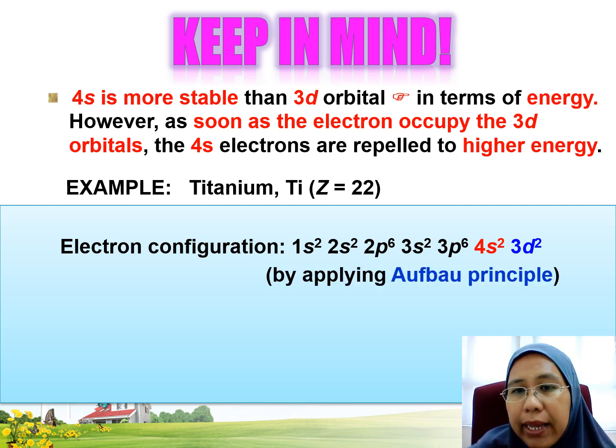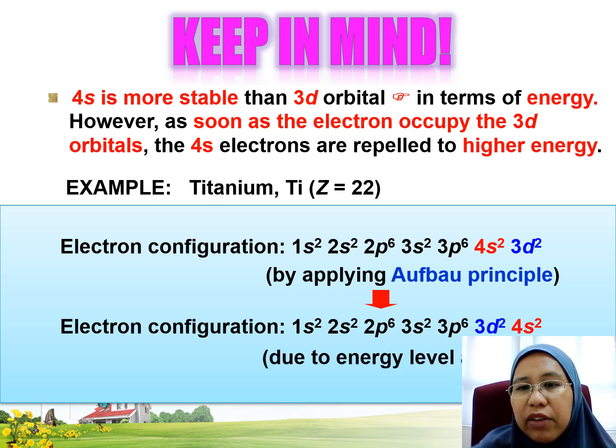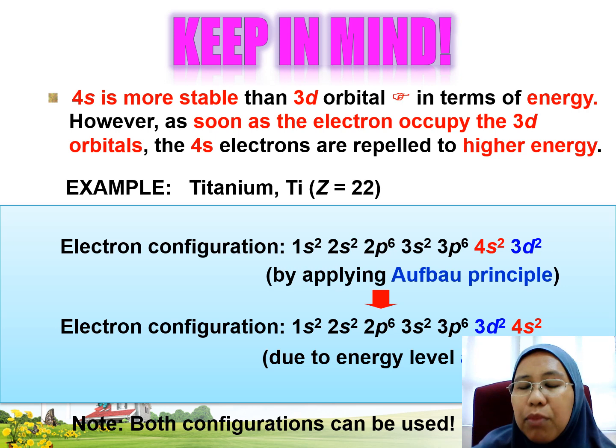This is when we apply Aufbau principle, stating that we have to fill in the lower energy level first. But once the 4s is filled and 3d is filled, 4s is repelled to higher energy. So, due to the energy level, now we can write down 3d2 first, and then we write 4s2. Both configurations can actually be used at any time in our studies.